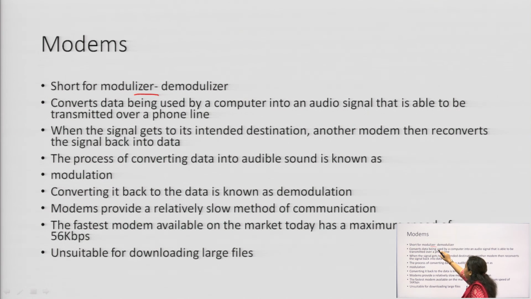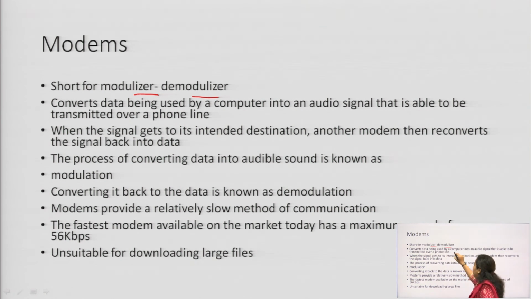In short form, it is known as modulizer or demodulizer. The modulation done at the transmitter side has to be reversed at the receiver side. The same carrier signal has to be used at the receiver side in the case of demodulation. Why? To maintain synchronization. If I use a different carrier signal, the synchronization will not be maintained.